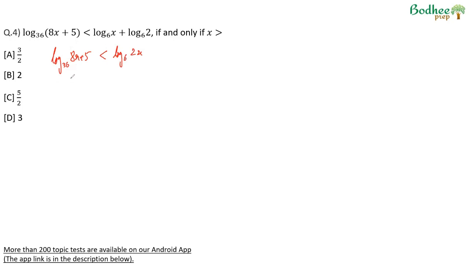From here we can say 8x, 36, sorry. So 36 can be written as log of 8x plus 5. 36 is 6 square is less than log of 2x to the base 6. The power of the base goes out as 1 by 2. So this becomes something like this.